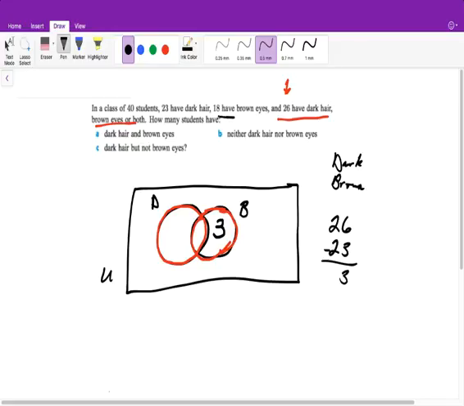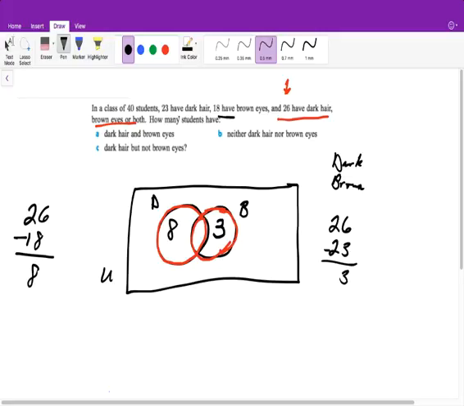So if 18 have brown eyes and there's 26 that have dark hair, brown eyes, or both, that means the remaining of those people must have dark hair. So 26 total have brown eyes, dark hair, or both. 18 we know have brown eyes. That means the remaining 8 must have dark hair.